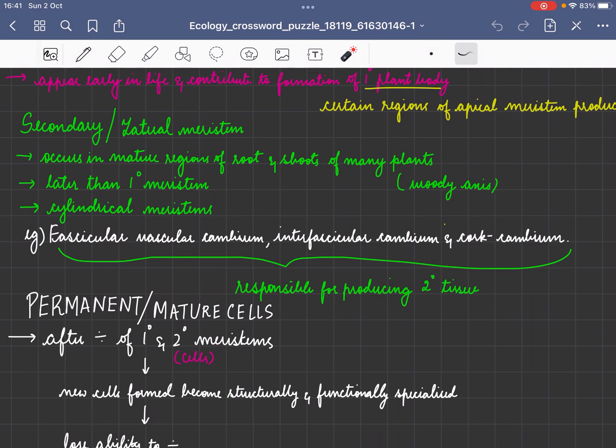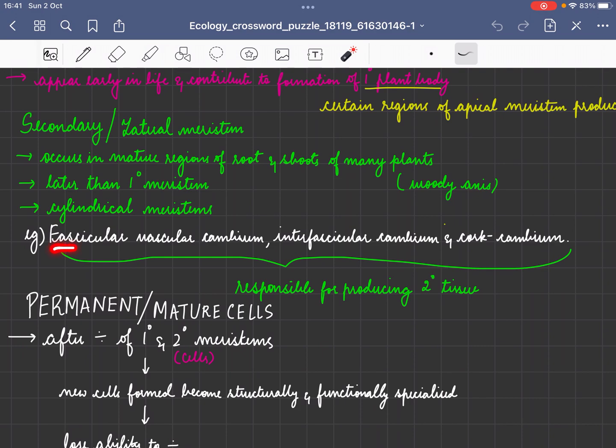They appear later than the primary meristem. That is obvious, because the name itself says secondary, not primary. Secondary in the sense that it is later than the primary meristem, and they are cylindrical meristems, of cylindrical shape. They occur in mature regions of roots and shoots of many plants, with a woody axis. Examples are the vascular cambium, interfascicular cambium and cork cambium.